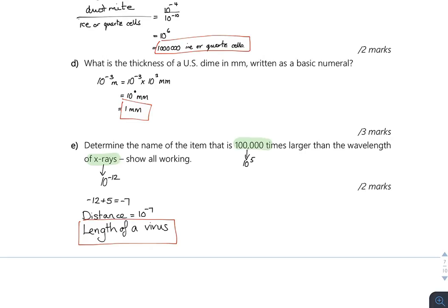So the distance is going to be 10 to the negative 7, and if you look at the table, this corresponds to the length of a virus. To get 2 marks for this, the answer is 1 mark. Your second mark comes from some sort of calculation in here. There's different ways to do it. I've seen people use shift of decimal points, that's fine, just as long as there's some kind of working showing how you're getting the answer of a length of a virus.